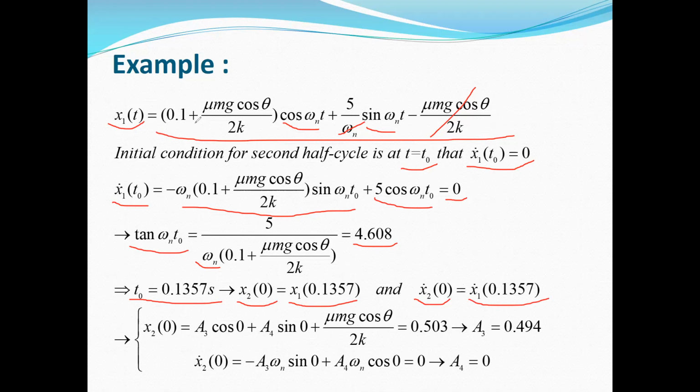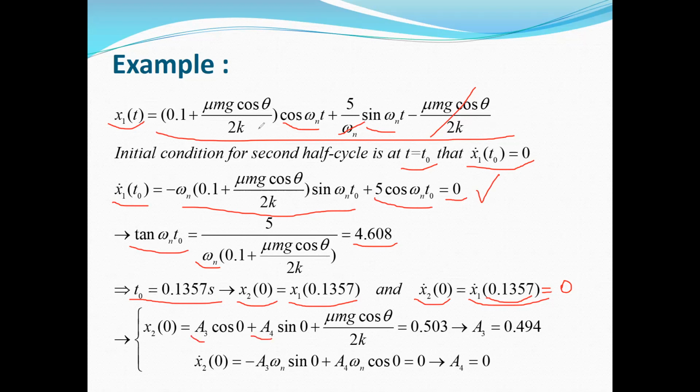Here, in x1(t), if you substitute t equal to 0.1357, you can obtain x20, sorry, the initial condition. And x2 dot at 0 is 0 because we know at this moment, when t is equal to this value, x1 dot is 0. We use this condition to obtain t naught. So we know that the velocity for the initial condition in the second case is 0. So we can use these two equations to obtain the constant coefficients A3 and A4.